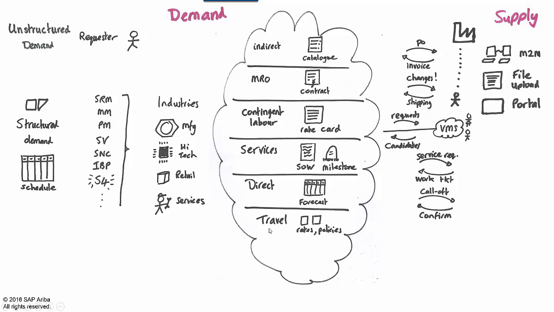Finally, everyone's favorite commodity, travel. A large number of requesters, very personal, and a huge area of savings improvement in many organizations. In fact, companies that don't have much of this direct stuff often have a lot of travel. Banks, media, advertising, software often spend a lot here. And of course, the leader in managing this is Concur.